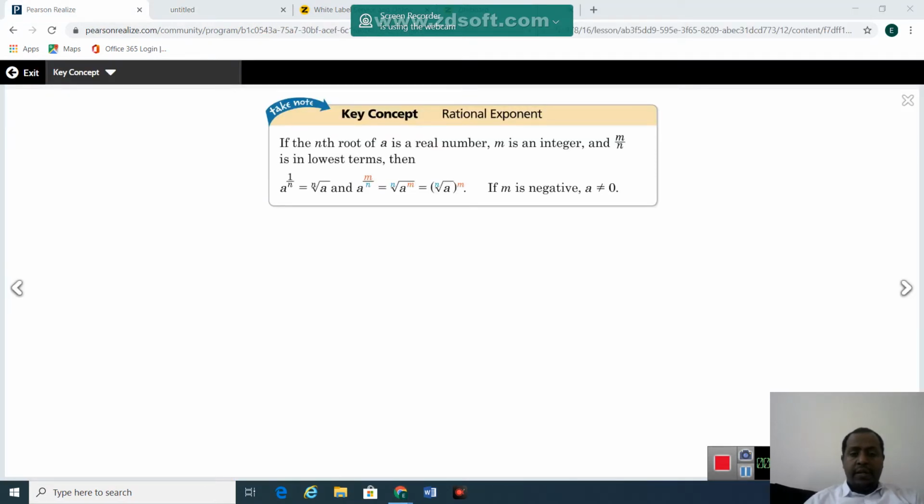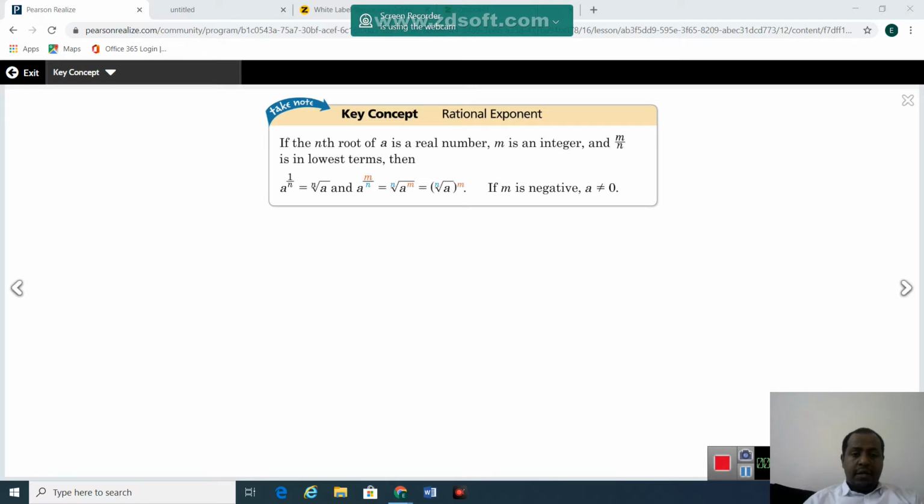I like to begin the lesson with a key concept of rational exponents. If the nth root of a is a real number, m is an integer, and m over n is in lowest terms, this is very important. Therefore, a to the power of 1 over n is the same as the nth root of a, and a to the power of m over n is the same as the nth root of a to the power of m, or the nth root of a, the whole to the power m. This is a very important concept.